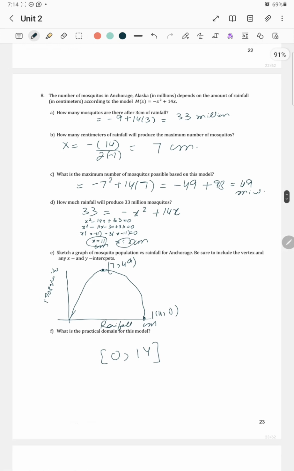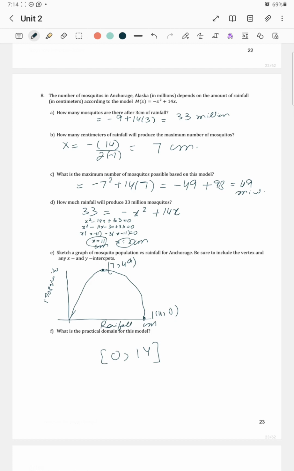So let's just explain this again. The number of mosquitoes in Anchorage, Alaska depends upon the amount of rainfall in centimeters, and the model is m of x is equal to minus x square plus 14x. How many mosquitoes are there after 3 centimeters of rainfall? The amount of rainfall is given by the value x, so we will put 3 in the value of x. How many centimeters of rainfall will produce the maximum number of mosquitoes? For finding the maximum number of mosquitoes, we need to find the axis of symmetry, that is minus b over 2a.